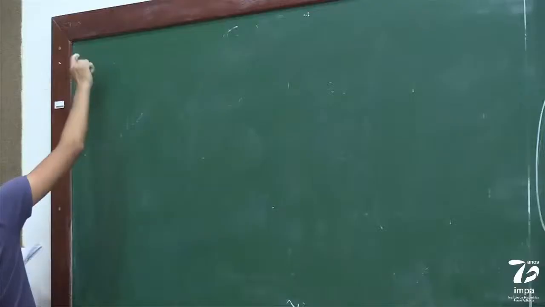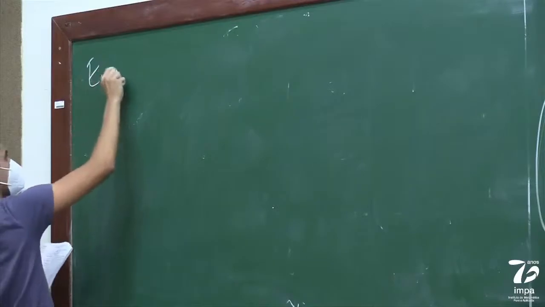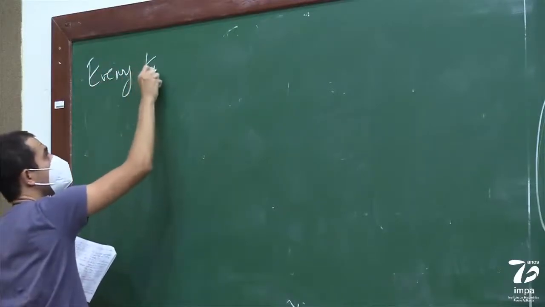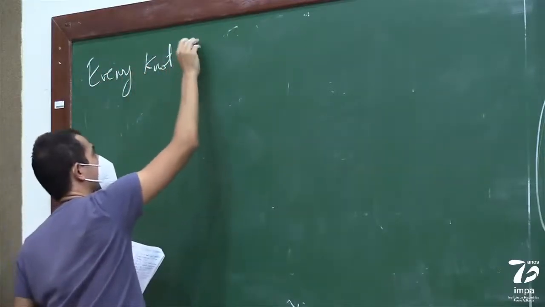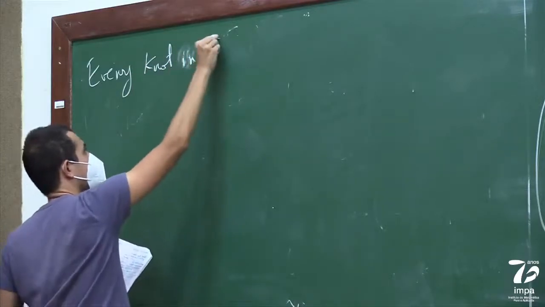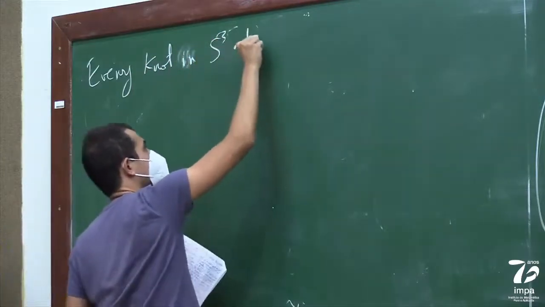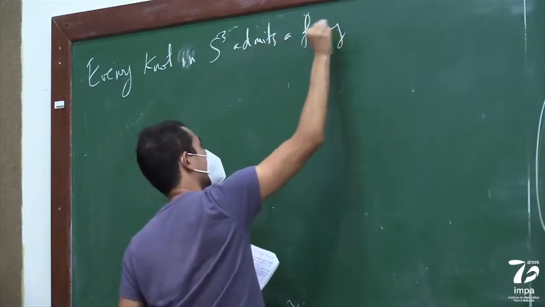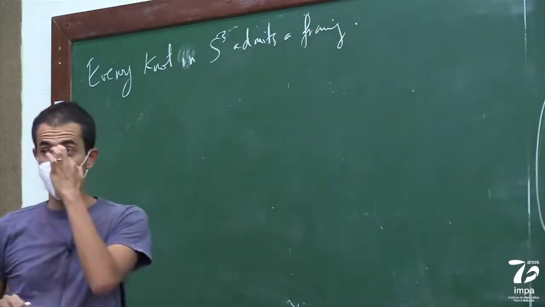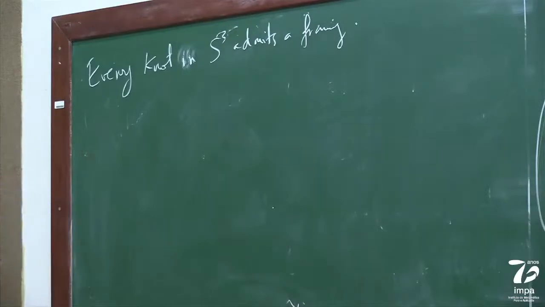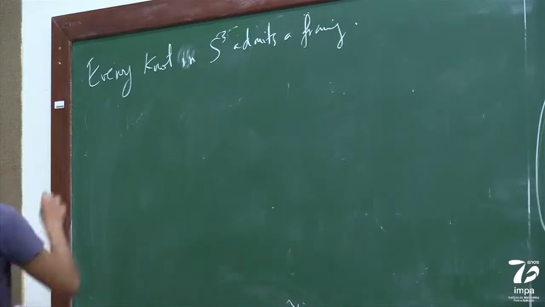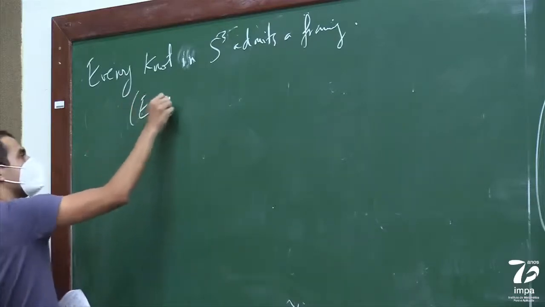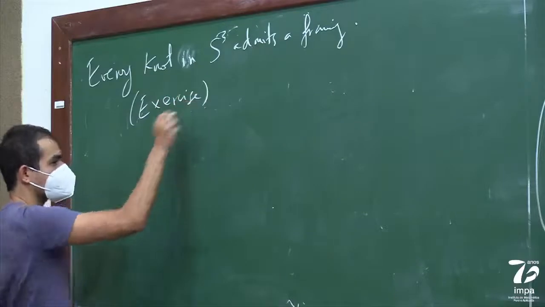So every knot in S3 admits a framing, because you can always find a non-vanishing vector field that's normal to the knot, for every knot. Maybe I should say this is an exercise. I think it's a nice exercise.